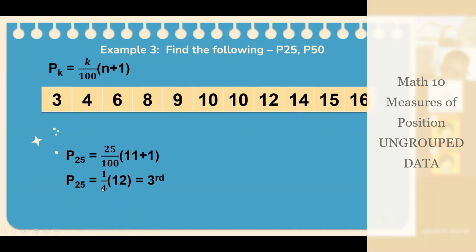25 over 100 is 1/4. So, dapat alam niyo yung basic. 25 over 100 is 1/4. So, 11 plus 1 is 12. 1/4 of 12 is 3. So, yung third number mismo ang kukunin nyo. It's not decimal. So, the third number is 6. 1, 2, 3. Pang tatlo. The third position is 6. So, 6 is our percentile 25.